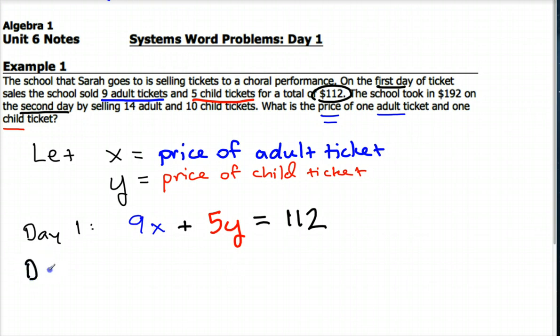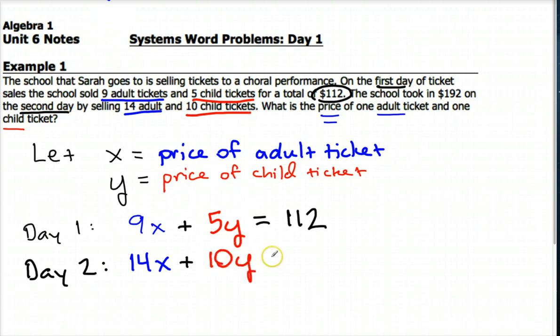And then I'm going to write an equation for the second day, day 2. We have 14 adult tickets on the second day, so I'll write 14x plus we have 10 child tickets on the second day, so 10y, and that's going to be equal to a total of $192 on the second day, so equals 192.